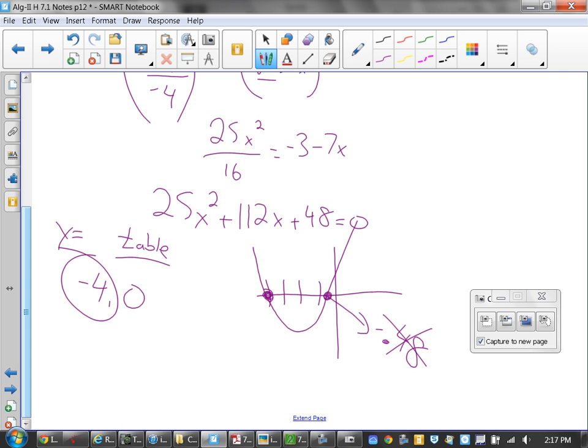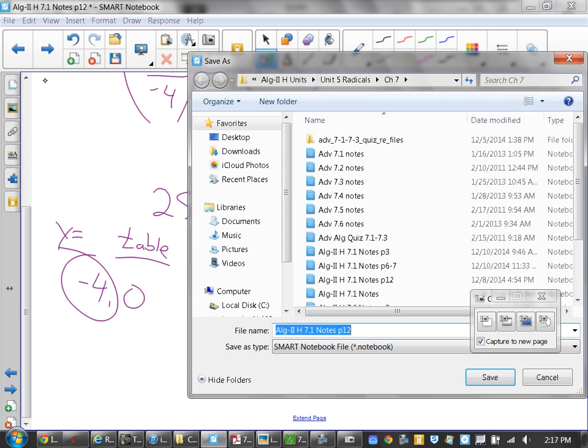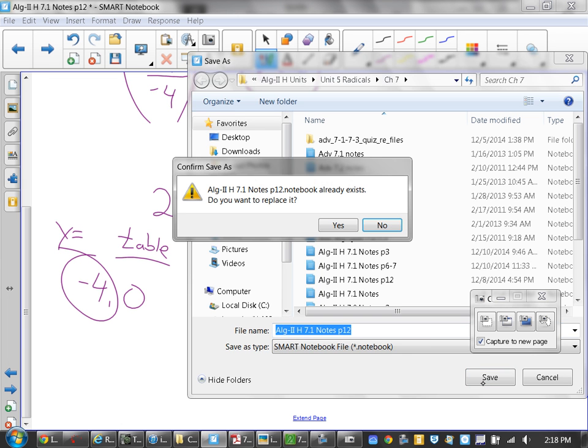So save this one. We're going to build out of these last couple of pages over the course of the next few days. So let's look at 7-2. So it's negative 112 minus.